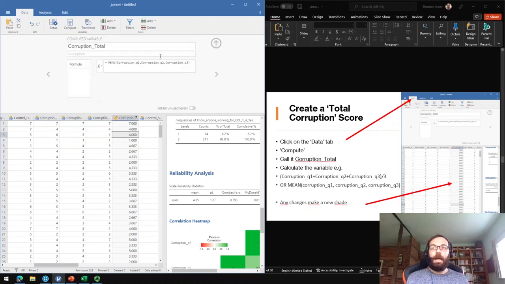And you'll see that Jamovi is remembering how you're calculating this, so that's great. So if you want to change the way you calculate your scores, you don't want mean, you want to just add them all up, you can do that here.